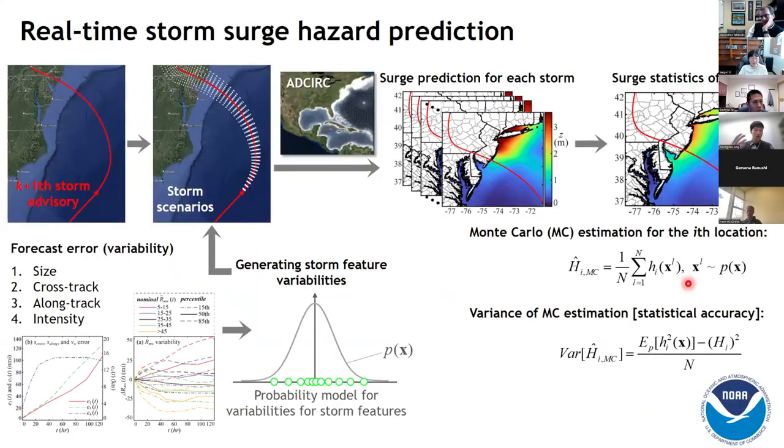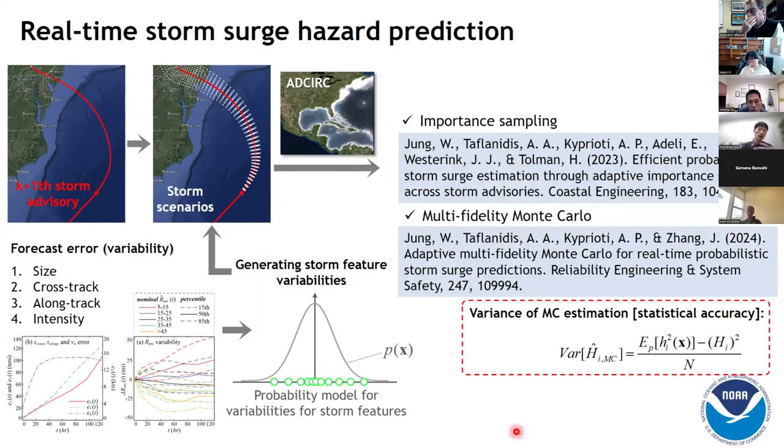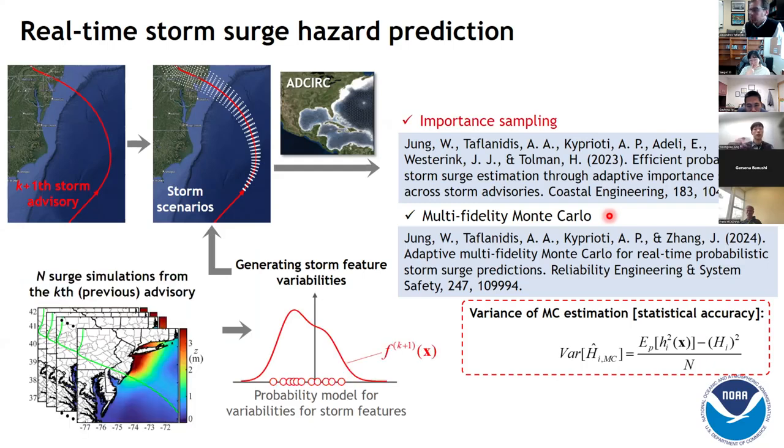So I've very quickly shown you some GSA results for the real-time probabilistic storm surge hazard prediction, but now I would like to briefly share how these results can be leveraged in this workflow, especially to accelerate it. The objective is to reduce the variance of this MC estimation. Among various approaches, I chose importance sampling and multifidelity Monte Carlo for achieving this variance reduction. In this presentation, I will focus only on importance sampling.